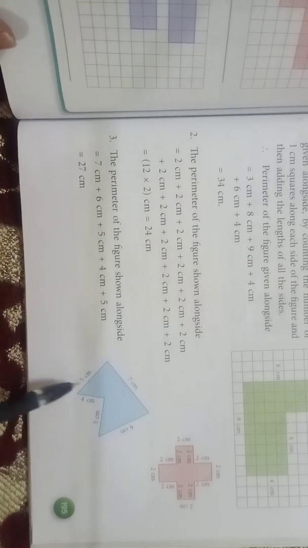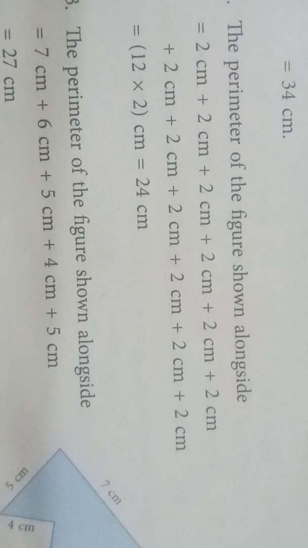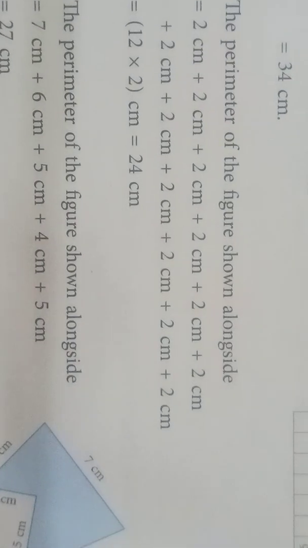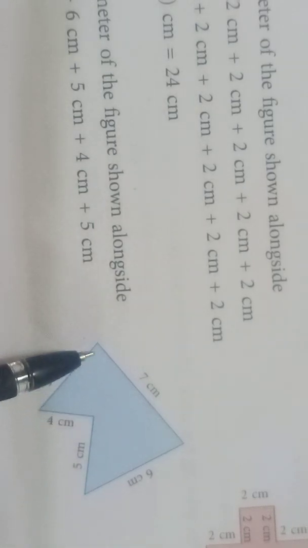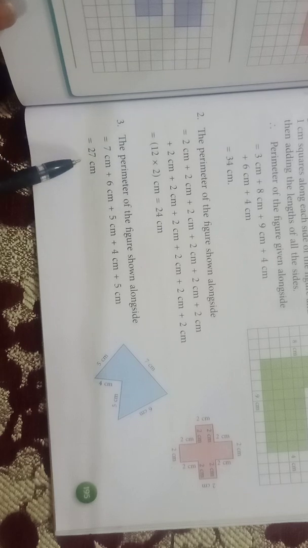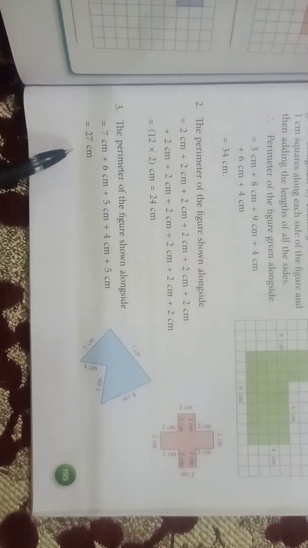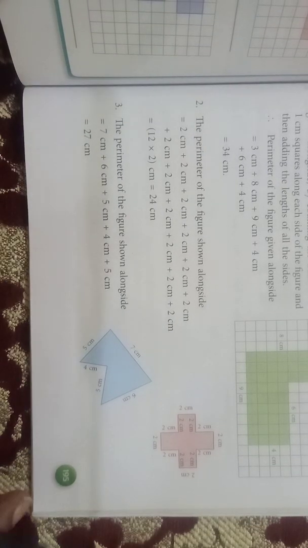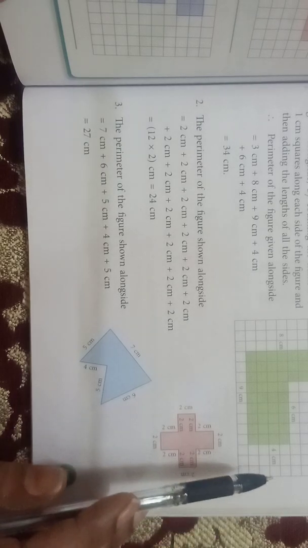In this third figure you can see here, this is the figure. This is 7 centimeter. It is 6, it is 5, it is 4, and again it is 5. So again you have to add all the sides. It will come to 27 centimeter. So I hope you understood how to find the perimeter of these given figures.